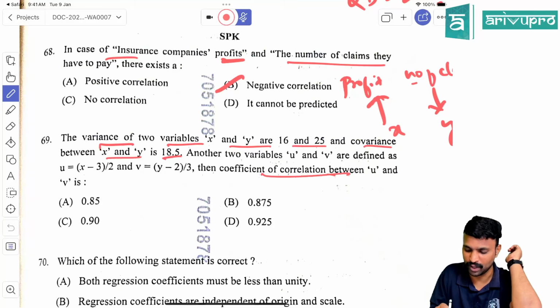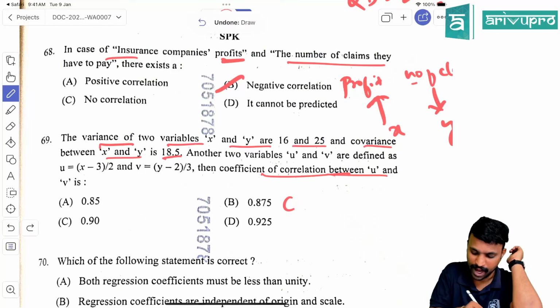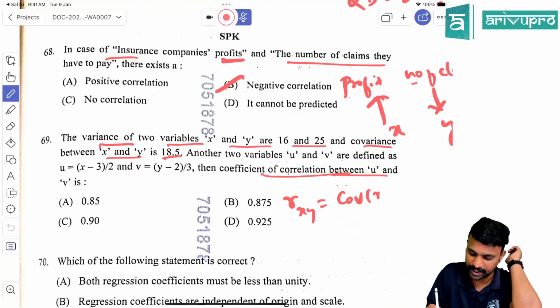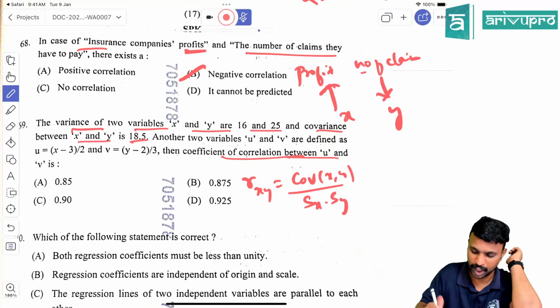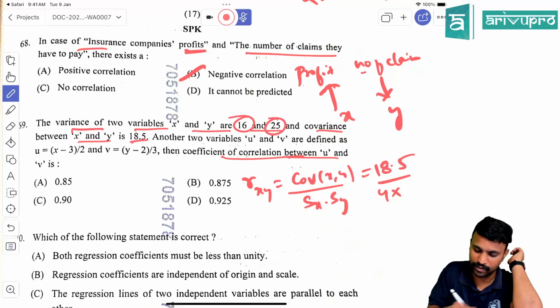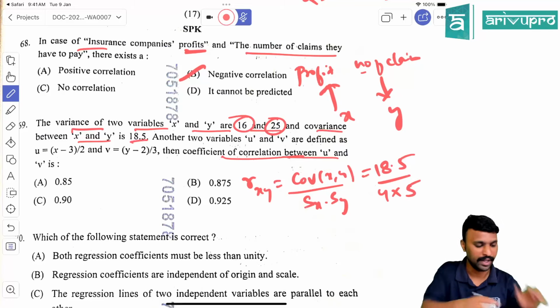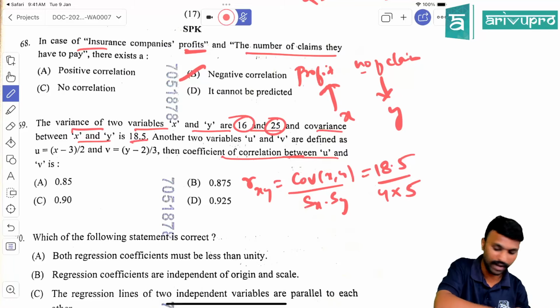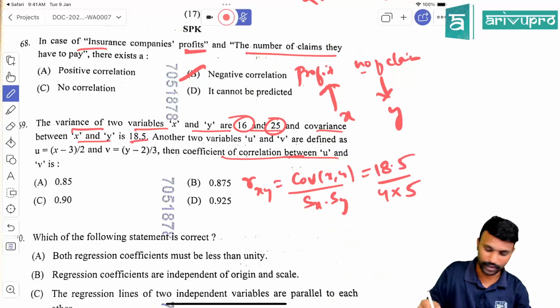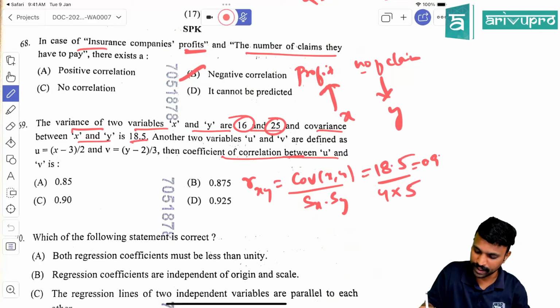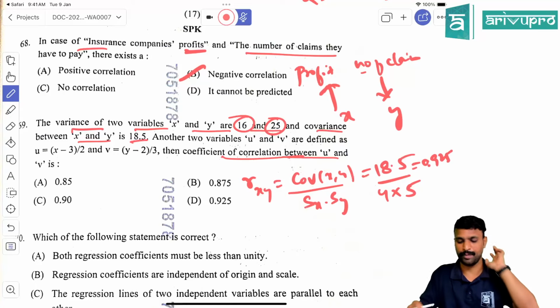They're asking us to find the correlation coefficient between u and v. First of all, the correlation coefficient between x and y, rxy, you have to find out. What is it? Cov(x, y) divided by Sx into Sy. What is Cov(x, y) given? 18.5. Variance of x is 16, standard deviation is 4. Variance of y is 25, standard deviation is 5. So it's basically 18.5 divided by 20. So it is 0.925. That is the correlation coefficient between x and y.